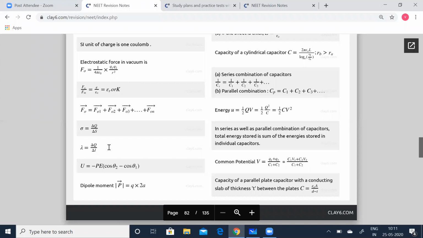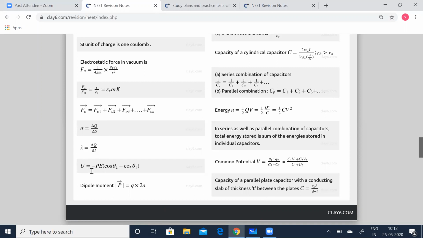Lambda is the charge density, where delta Q is the charge divided by the surface area. Delta S is the small change in the surface area. And lambda is the linear charge density, given by delta Q by delta L, where delta L is the small change in length, the measure along the length.